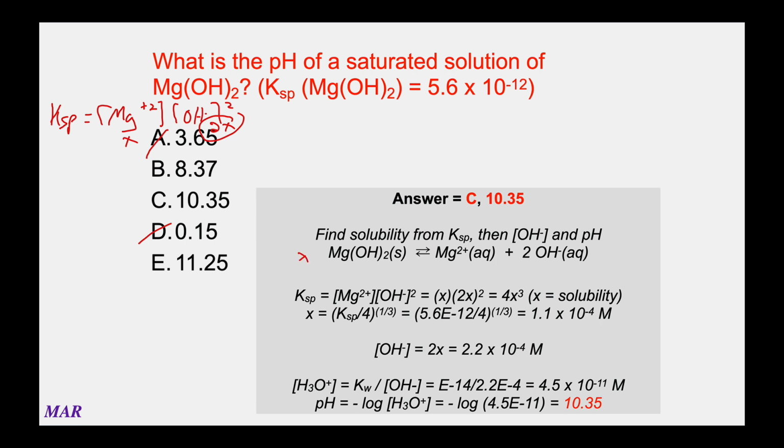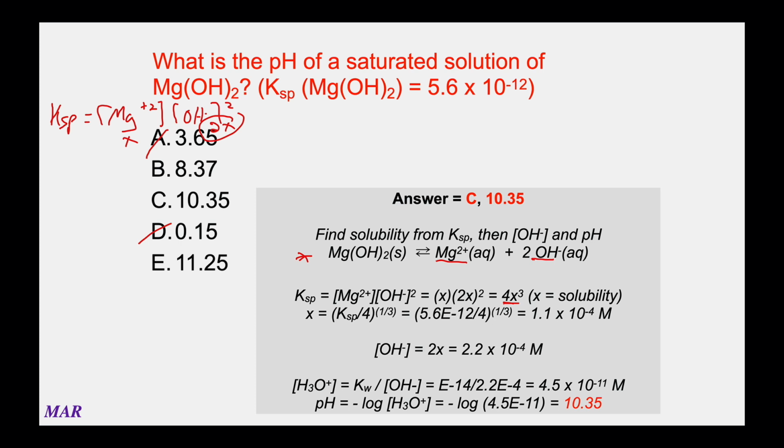First thing to do, think about what solubility is all about. And because this is a KSP, magnesium hydroxide is in equilibrium with magnesium 2+ ions and 2 hydroxides. So 2 anions and 1 cation means this is a 4x cubed equals KSP problem, where x is the solubility. So to solve for x, you take the KSP, divide by 4, raise it to the 1/3 power. That would be like caret parentheses 1/3 parentheses in your calculator. Try it out if you haven't done this before. This is a good skill to have.